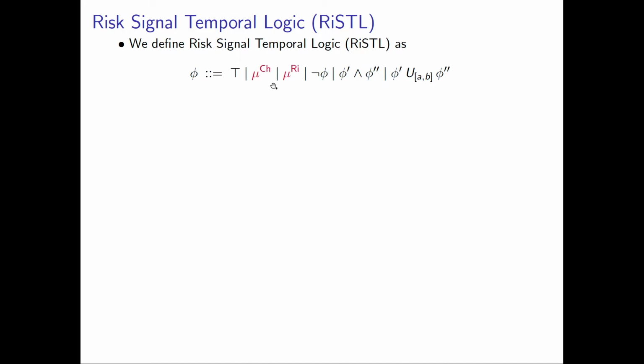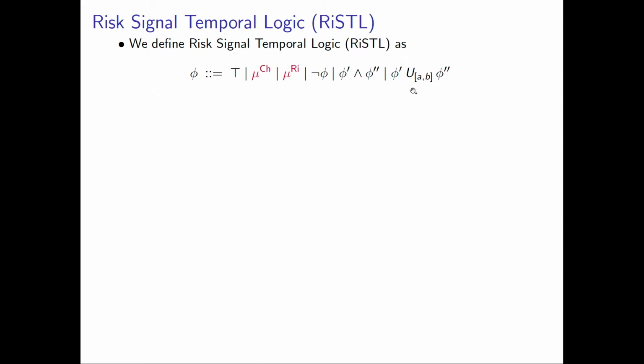Therefore, we take the chance and risk predicates here as the atomic elements on which we put Boolean logics. Here, negations, conjunctions, and also disjunctions. As in signal temporal logic, we additionally put so-called temporal operators on top. Here, the until operator says that phi prime should be true until phi prime prime becomes true at some time instant within the time interval [a, b].